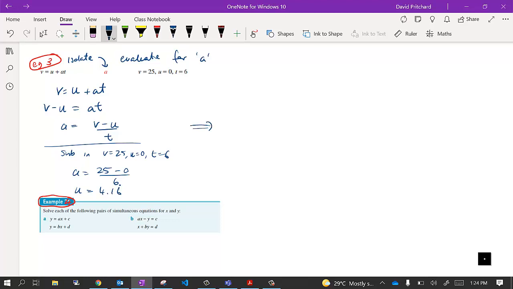The alternative is we could have rearranged from the start. We could have put straight in and gone 25 is equal to 0 plus 6a. So 25 is equal to 6a, and therefore a is 25 on 6. We can see it's the same outcome, and we end up with that 4.16 recurring.